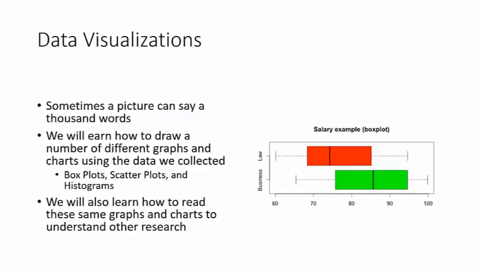We're also going to cover some data visualizations. A lot of times it's difficult to look at just rows and rows of numbers and figure out what's going on. So we're going to learn how to draw a number of different graphs like box plots, scatter plots, and histograms that help us understand the data that we're collecting. We're also going to learn how to read graphs that other people have created to understand their research.